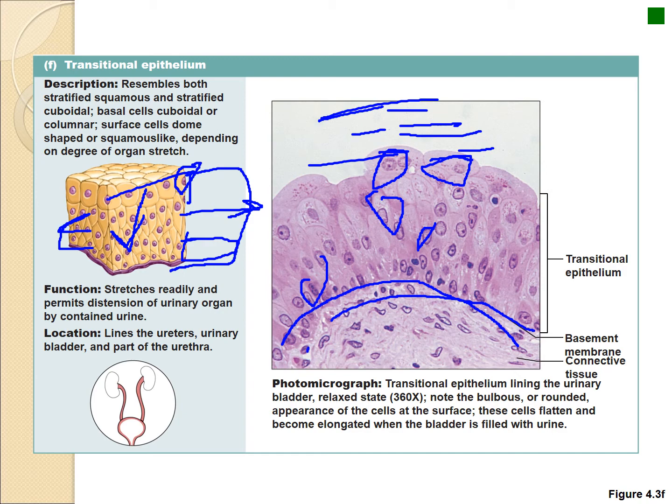This is important in the urinary bladder, because as urine fills in, it allows the bladder to expand. So this is the major place we find this, and also in the urethra. That means the tube that leads from the bladder eventually to the outside of the body.